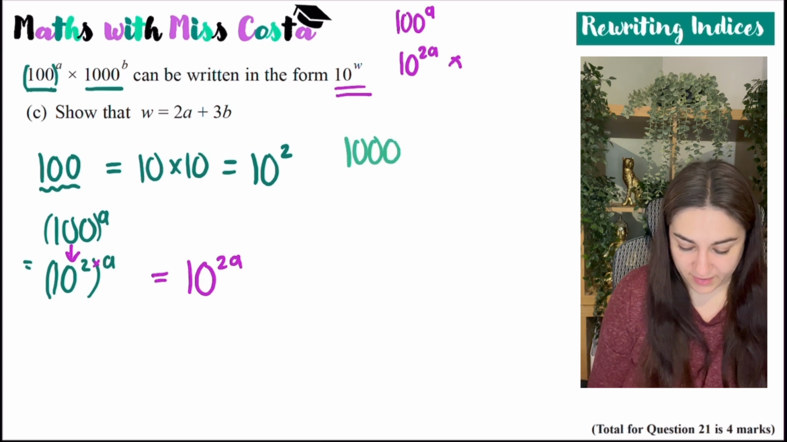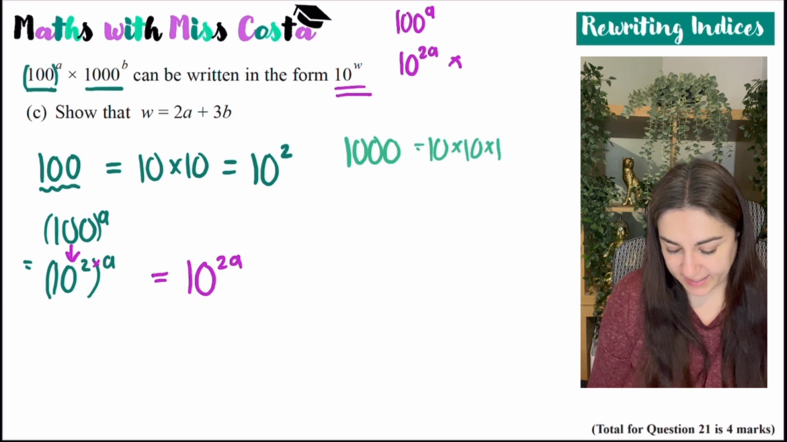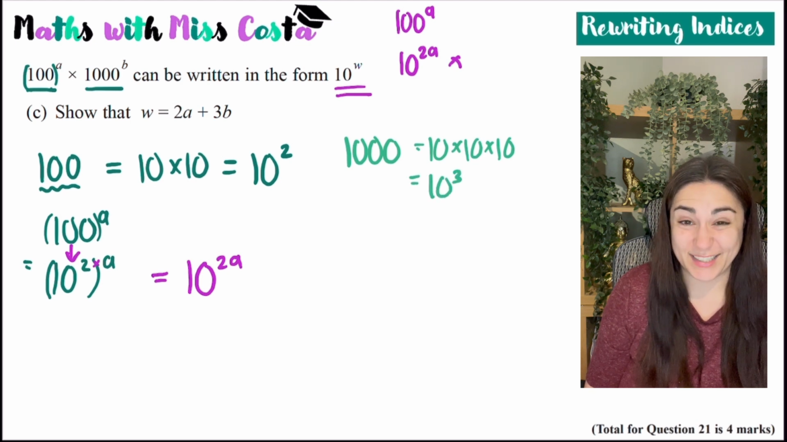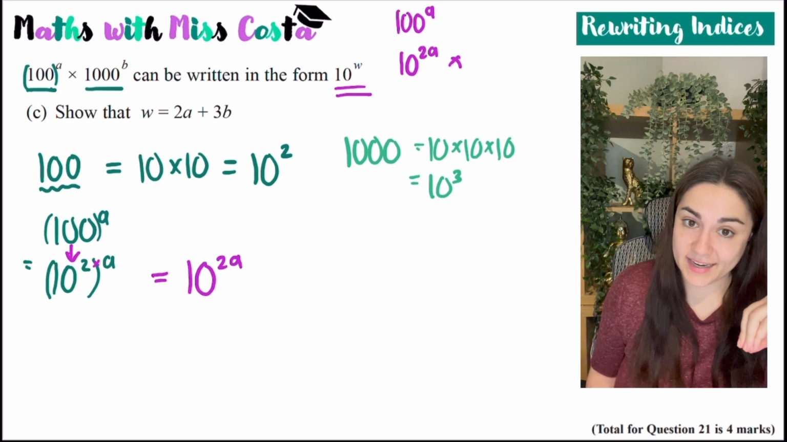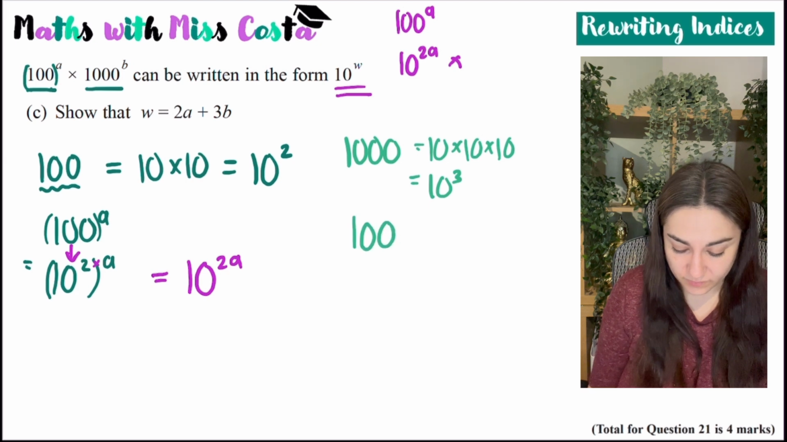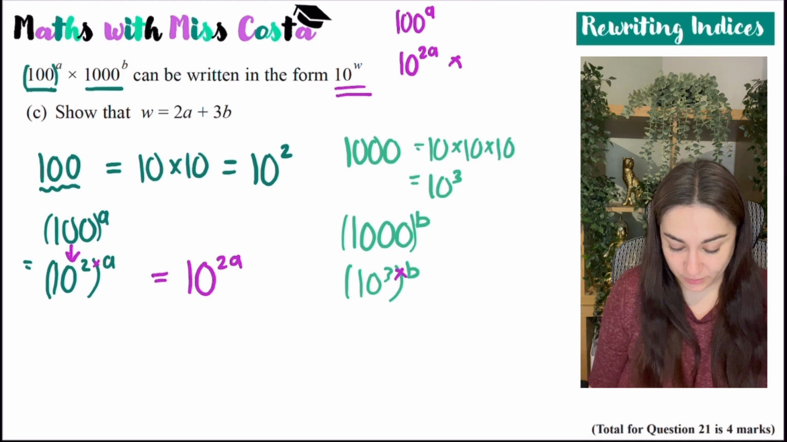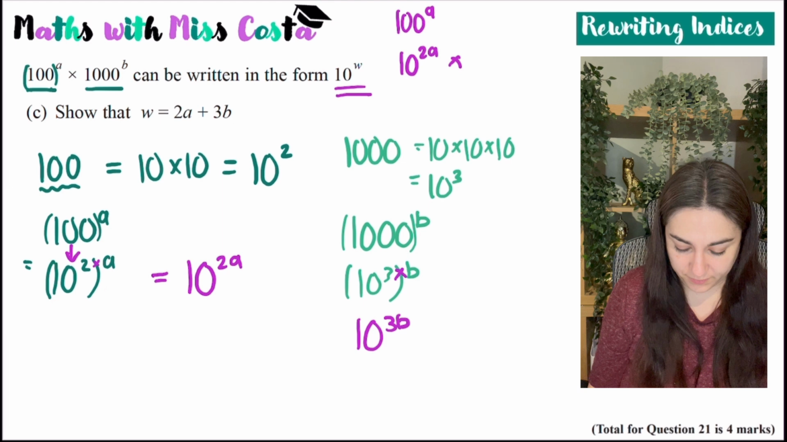Now I want to do the same with 1000. So 1000 is the same as 10 times 10 times 10, which is the same as 10 cubed. So the trick here is looking at it and thinking, okay, how can I write 100 as a power of 10? How can I write 1000 as a power of 10? So 1000 to the power of b is the same as saying 10 cubed to the power of b. And once again, what do you do when indices are in brackets? You multiply them. So that would become 10 to the power of 3b.